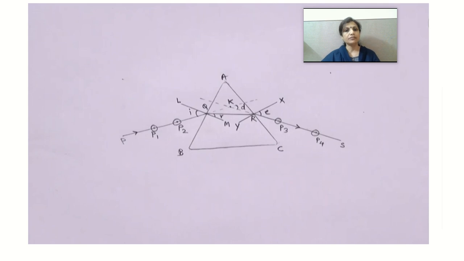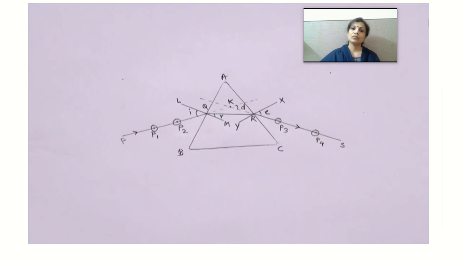You will observe that as you increase the angle of incidence, the angle of deviation decreases. Then at one particular angle of incidence, you will observe that the angle of deviation starts increasing. That particular angle of incidence for which the angle of deviation starts increasing is the angle of minimum deviation.